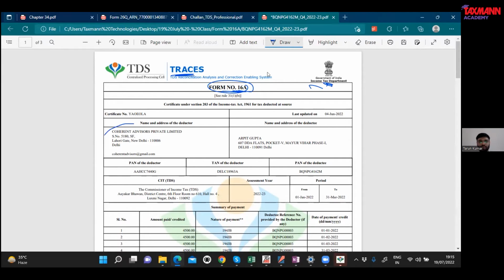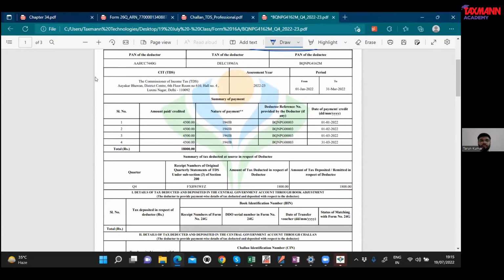So it is showing the name of that deductor. Here is the name of the deductor. Here is the name of the deductee whose TDS is deducted, at his address. Then here is the PAN of the deductee. Here is the PAN and TAN of the deductor, and then the PAN of the deductee, right? So it is showing the assessment year for which this TDS certificate is issued: the financial year is 21-22, and the assessment year is 22-23. Then the period: we had selected quarter 4 of the financial year 21-22, right? So what is the period? 1st Jan 22 to 31st March 22.